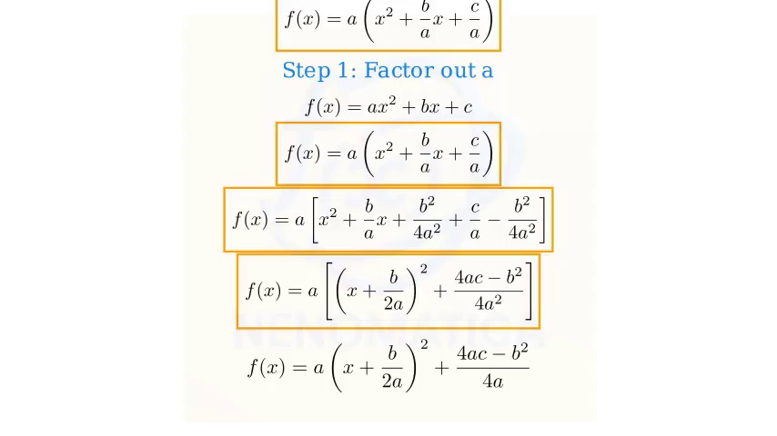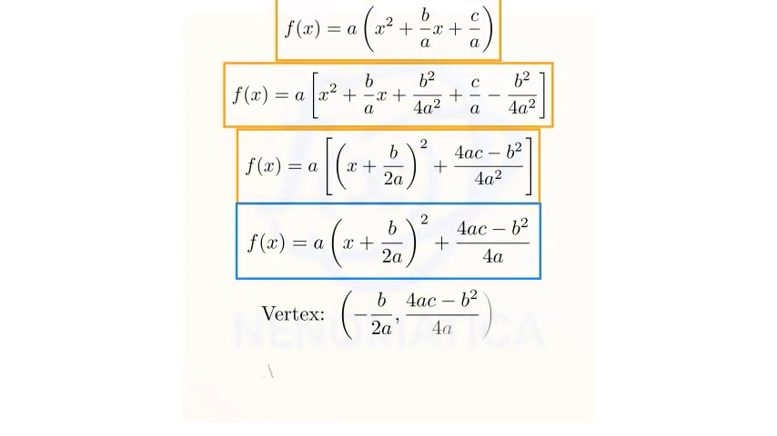This yields f of x equals a times open parenthesis x plus b over 2a close parenthesis squared plus open parenthesis 4ac minus b squared close parenthesis over 4a. From the vertex form, the vertex is at x equals negative b over 2a and y equals 4ac minus b squared over 4a. The axis of symmetry is the vertical line x equals negative b over 2a.